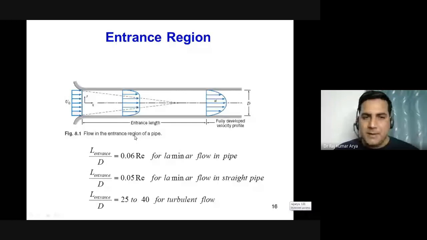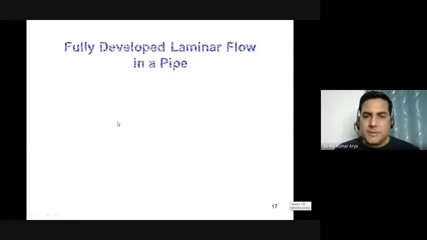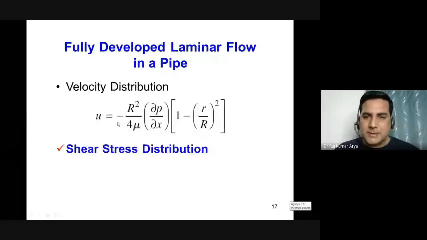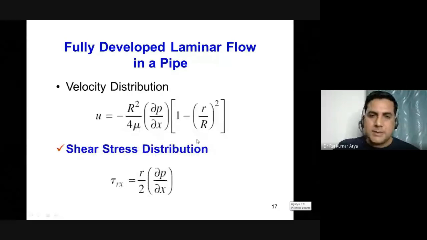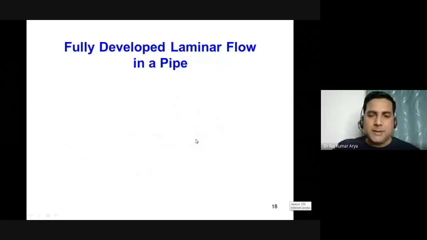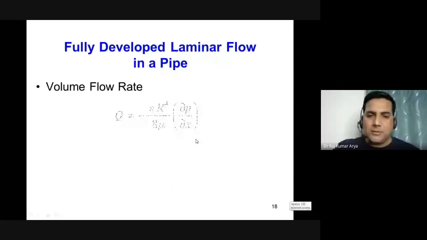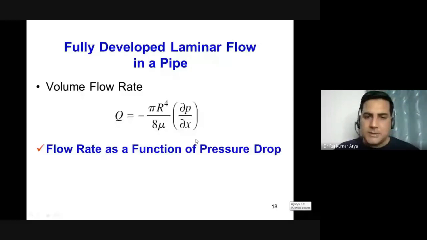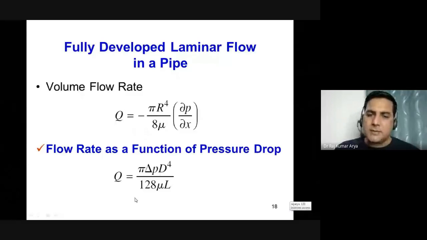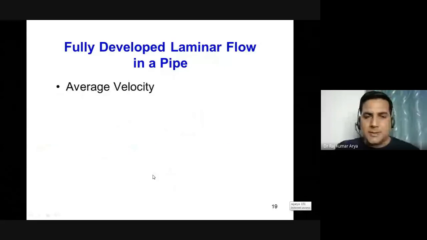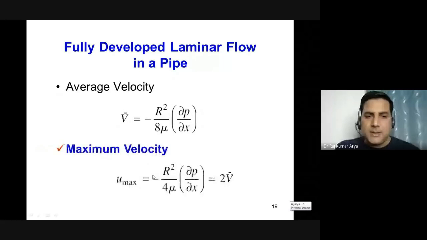So we have already talked about this. Now the velocity distribution, we already talked about this. This is the velocity profile, and shear stress also. Then volumetric flow rate we already calculated. This is your Poiseuille equation actually. This is the velocity profile, and maximum velocity we did already. Actually, these are derivations.